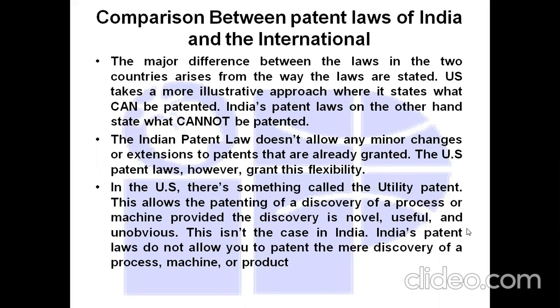And the third one: in the US, there's something called the utility patent. This allows the patenting of a discovery, process, or machine, provided the discovery is novel, useful, or unobvious. This isn't the case in India. India's patent law does not allow you to patent the mere discovery of a process, machine, or product. But in the US, you can, because it is novel, useful, and unobvious.